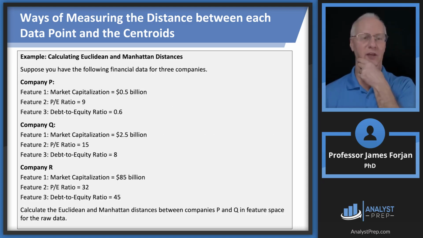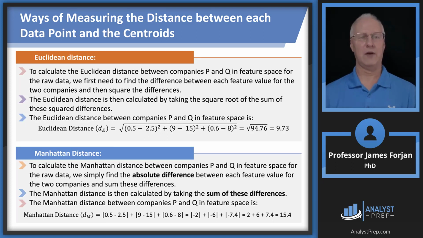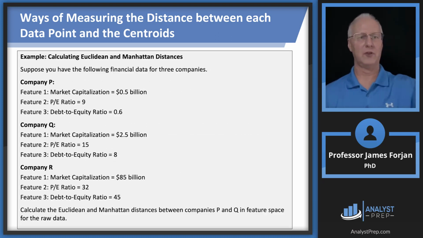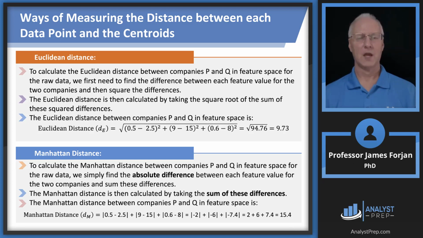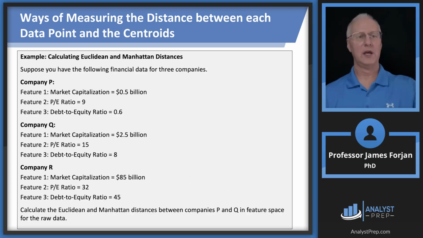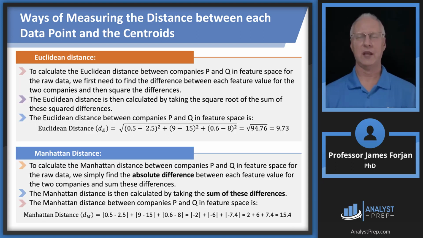So let's do a quick example here. And I would know this because, well, it was one of the questions at the end of the reading. So here we have three companies, P, Q, and R, and we have data on market cap, PE ratios, and debt to equity ratios. So look at the bottom there, calculate the Euclidean and Manhattan distances, companies P and Q. So let's go ahead and do that right here. Well, all we're going to do is take the difference between those 2 points and square it. So 0.5 minus 2.5. So there's 0.5 market cap minus 2.5 for P and Q. Everybody see that? We square it and then we add. There's 9 minus 15 and then 0.6 minus 8. Square all that, take the square root, and you get 9.73.